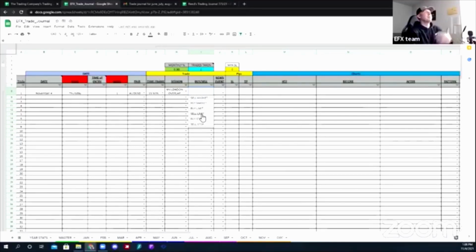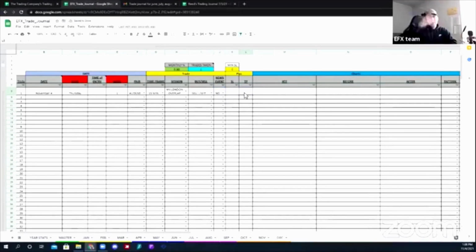Then we have the buy or sell, but you're talking about the type of execution. So it could be a buy limit, sell limit. This is all important information so you can find which ones are serving you best and which aren't. Was there a news event, right? We want to know if a lot of your losses are coming from a red folder news event. So we'll say no for this one.